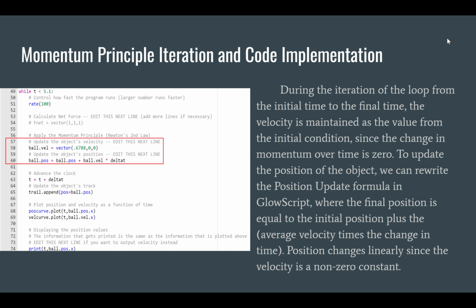Momentum principle iteration and code implementation. During the iteration of the loop from the initial time to the final time, the velocity is maintained as a value from the initial condition since the change in momentum over time is zero. To update the position of the object, we can rewrite the position update formula in GlowScript, where the final position is equal to the initial position plus the average velocity times the change in time. Position changes linearly since the velocity is a constant non-zero number. And to the left you can see a red box that highlights the code that does that.